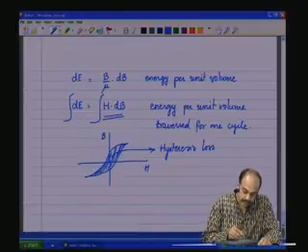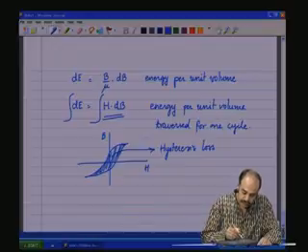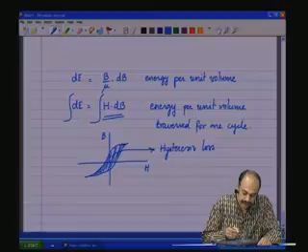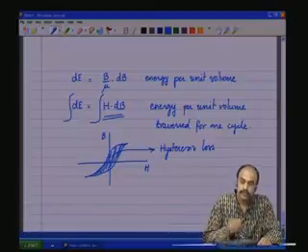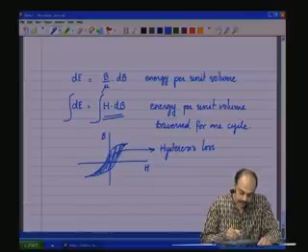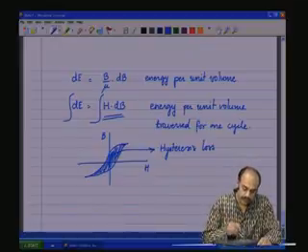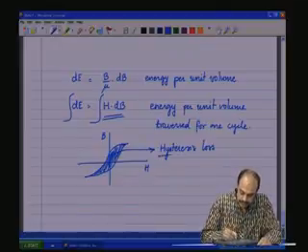So, as B is varied, the hysteresis curve is traversed. The integral of H dot dB would mean this area, and this energy is lost forever and it does not go to the output, and therefore, this is called the hysteresis loss.